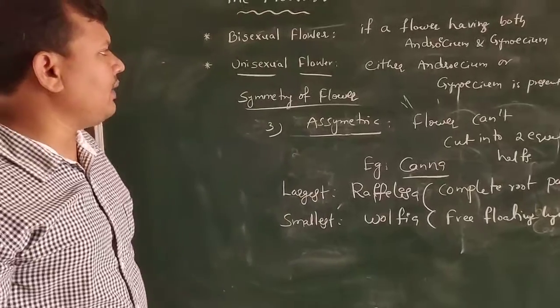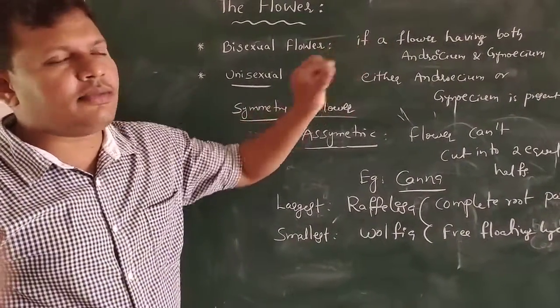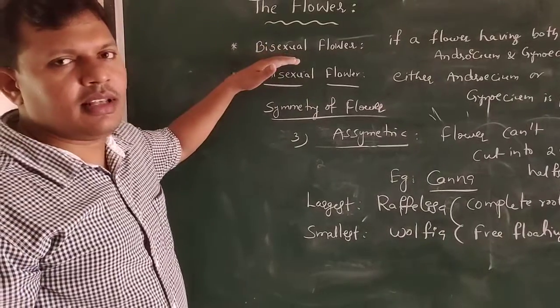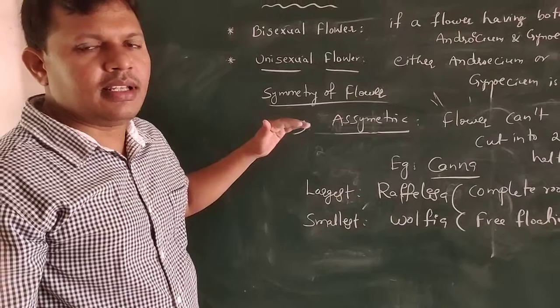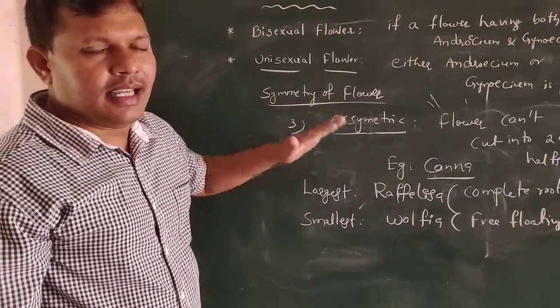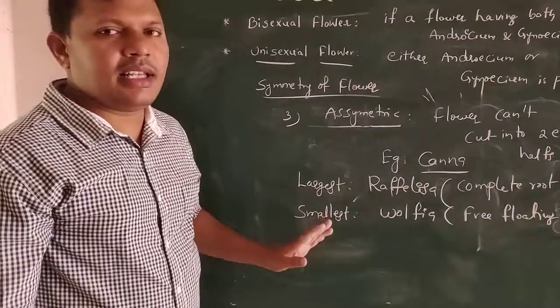Okay. So in today's video, we learned some of the characters of the flower. That is bisexual, unisexual, and the symmetry, that is actinomorphic, zygomorphic and asymmetric, and also which is the largest flower and which is the smallest flower.